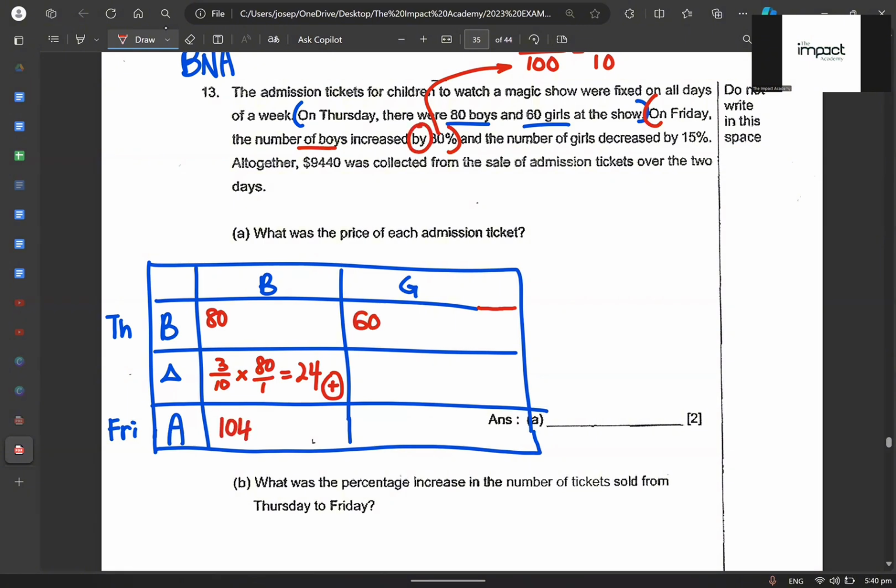The word "by" and the word "of" are very similar. Both tell you that you have to add. Am I making sense? Okay, are you sure you understood?